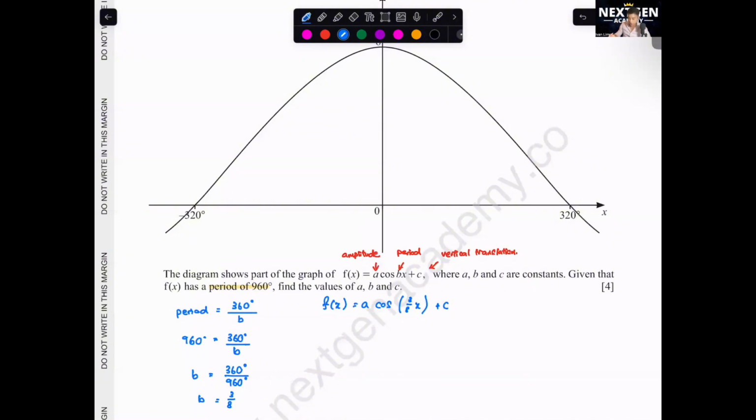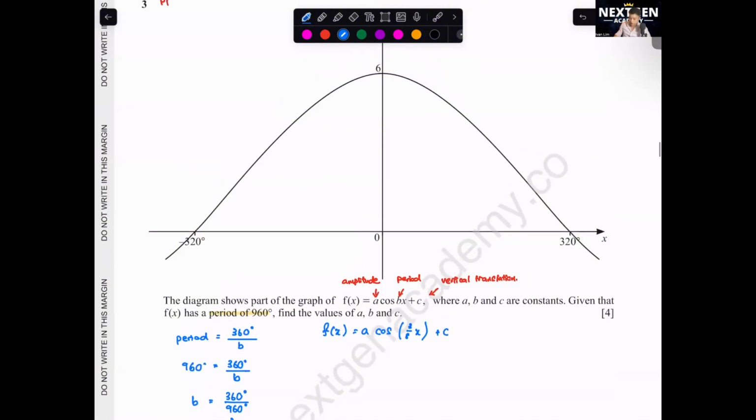That means we see how far it is from the middle. Is a 6 over here? You think heavily. Is a 6? Maybe some of the students will straight away just write a is equal to 6. But this is not it.